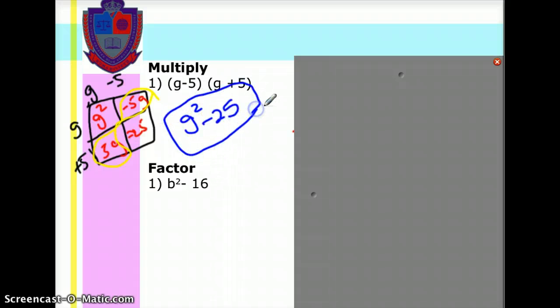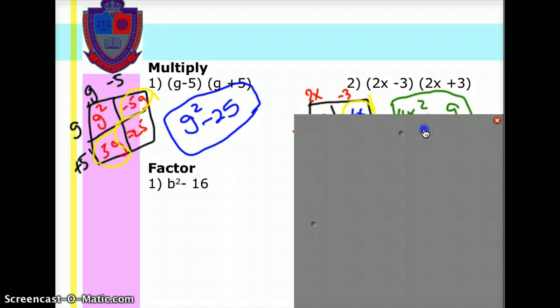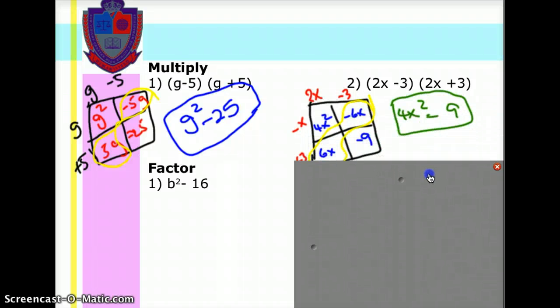Okay, really quick review, guys. Pause the video, try number 2 on your own: 2x minus 3 and 2x plus 3. Take a minute, pause the video, just don't copy me. You should get 4x squared minus 9. If you did, excellent. If not, make sure you understand what you did wrong.